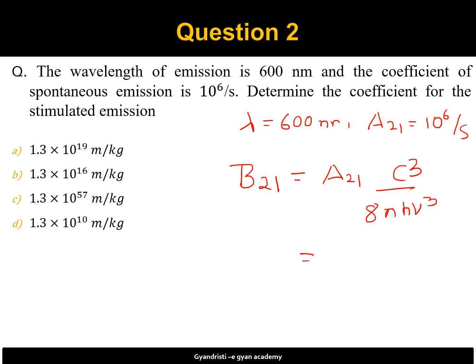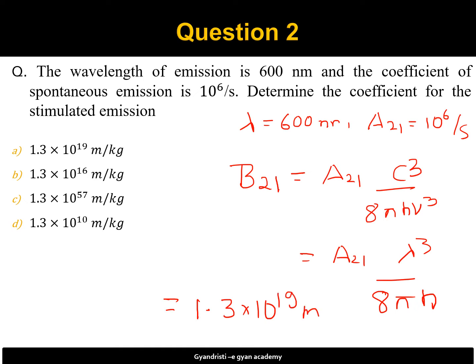You can also write in terms of wavelength as A21 multiplied by lambda cube divided by 8 pi h. So if you substitute the value of lambda and h here and A21, you will get 1.3 into 10 to power 19 meter per kilogram. So the correct answer is option number A.